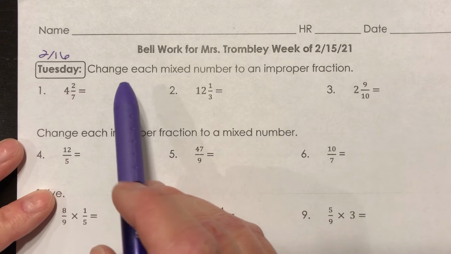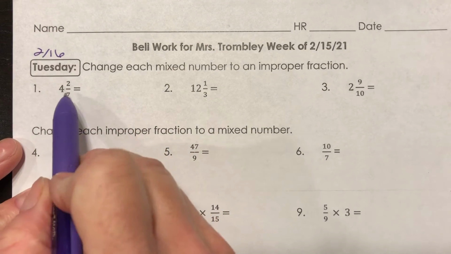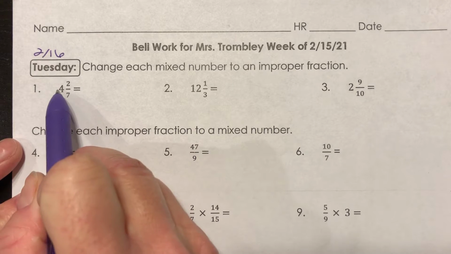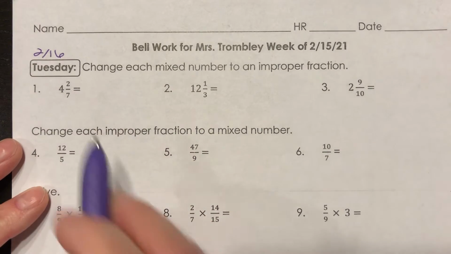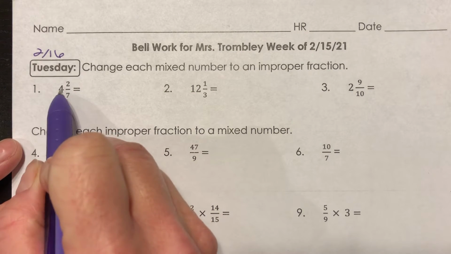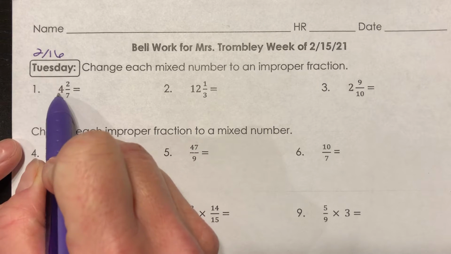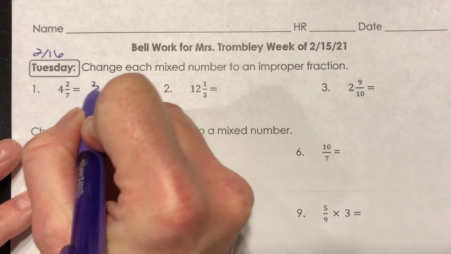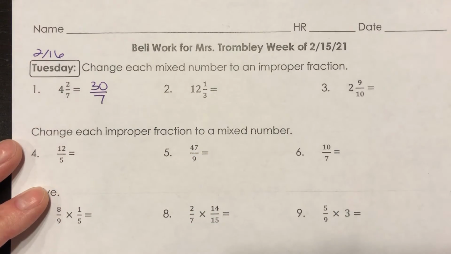For the first three, I ask you to change each mixed number into an improper fraction. And remember, we do that by multiplying the denominator by the whole number and then adding our numerator to get our new numerator. And the reason we do that is because if you have 4 2/7, this 4 means that you have 7 sevenths 4 times. So 7 times 4 is 28, plus those 2 extra is 30. And we never change what it's out of. The denominator stays the same.